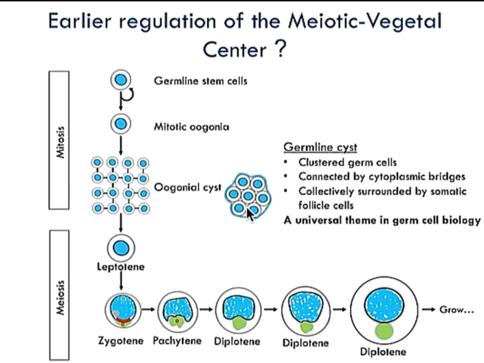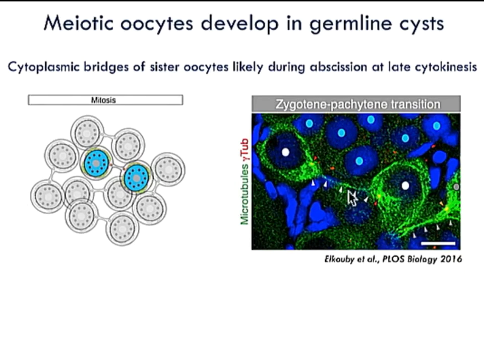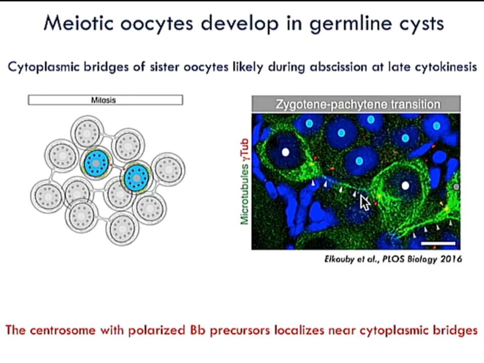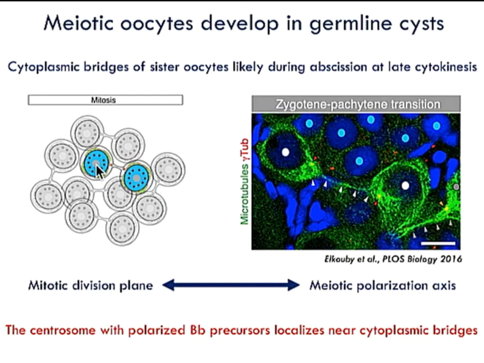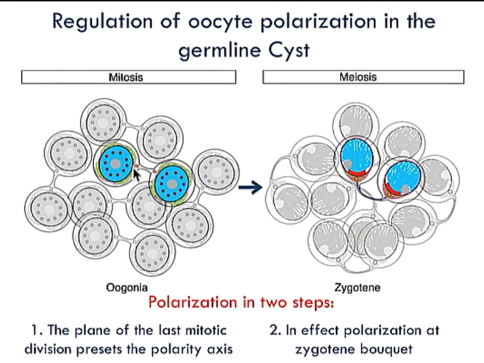And now, with our detection of the onset of polarity at the onset of meiosis, we're curious to see whether this could be regulated within the cyst organization. While we could still not detect these cytoplasmic bridges in the early cyst, we could detect the cytoplasmic bridges of slightly later zygotene stages. And at these stages, strikingly, the centrosomes with already localized Bulbiani body components are localized adjacent to the cytoplasmic bridges, showing that the meiotic polarization axis is aligned to the last mitotic division plane, and suggesting that polarization occurs in two steps. First, the last mitotic division determines the future axis of polarization, but then polarization is executed in effect only at meiotic zygotene stages.